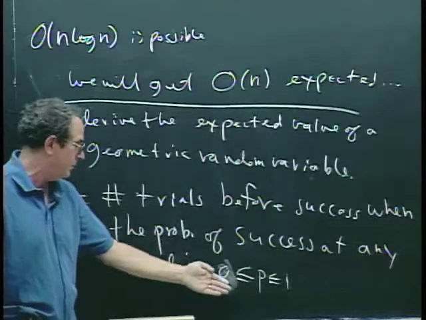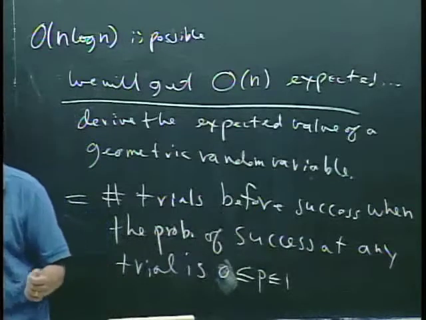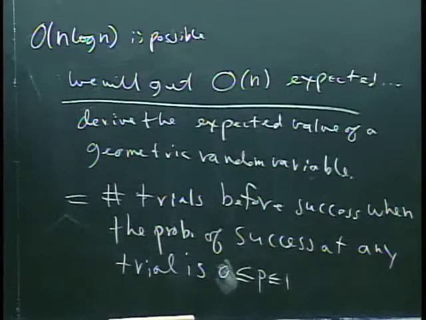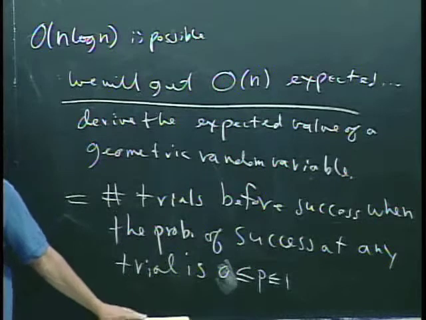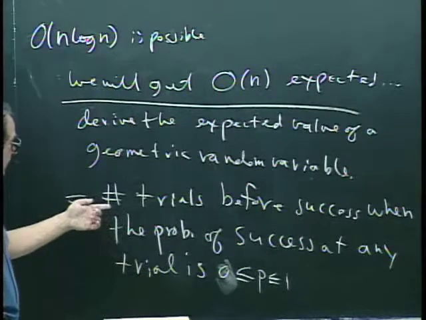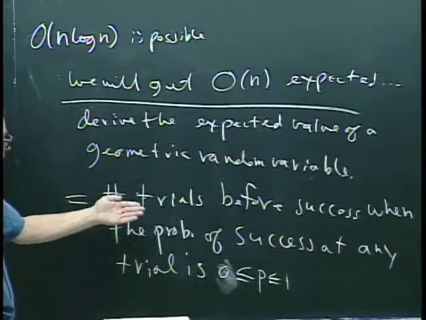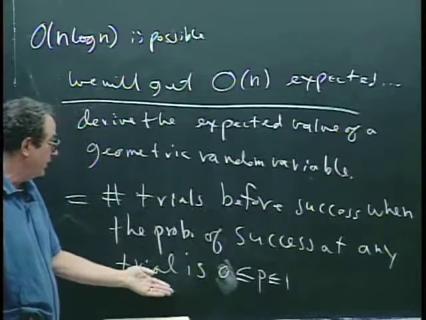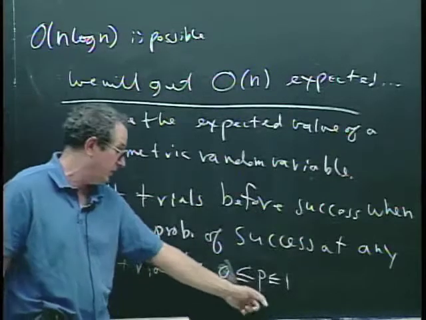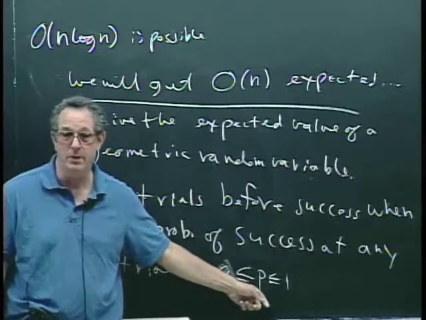As an example of this, suppose I take a coin and I flip it. If it comes up heads, that's success. If it comes up tails, that's failure. If the coin is a fair coin, what is P in that case? P is a half. I flip a fair coin, with probability of half it comes up heads, probability of half it comes up tails, and I can look at the number of trials that are done before success when the probability of success at any trial, any coin flip, is a half. But in general, it can be a parameter P.